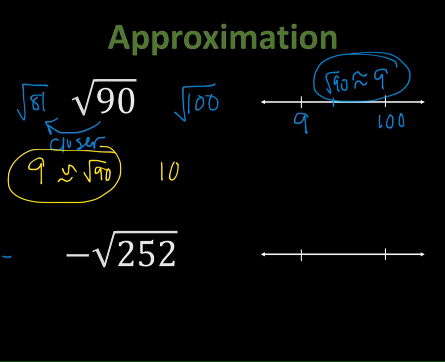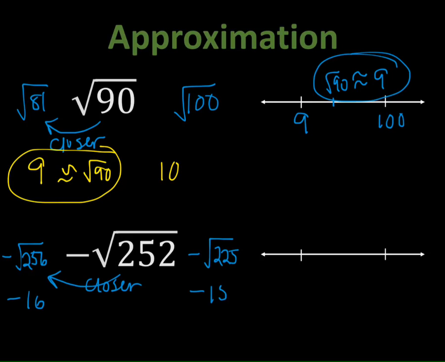Okay. And our last one here, negative square root of 252. It's in between square root of 225 and square root of 256. Now, if you take a look, remember we're doing negative, so I actually made a mistake here. I need to rearrange these because the larger the digits, the further from 0. So 256 and 225. Which number is 252 closer to? It's closer to 256.